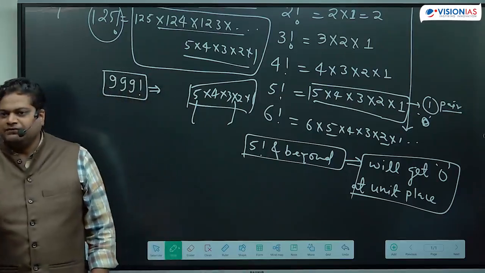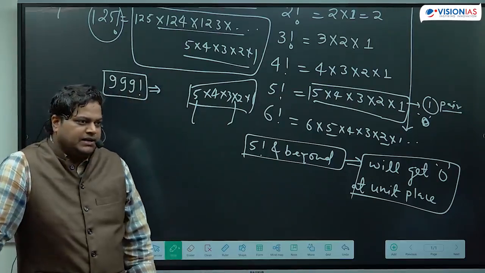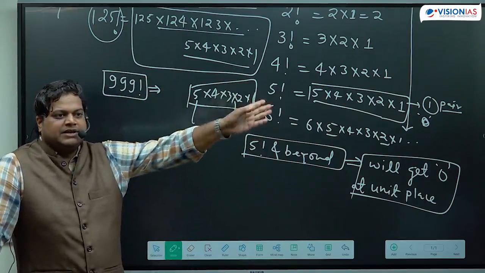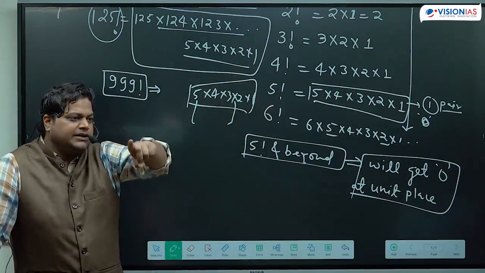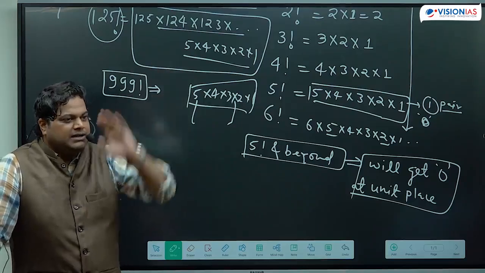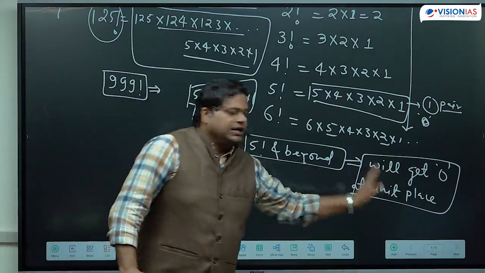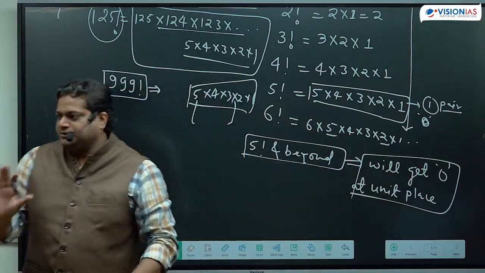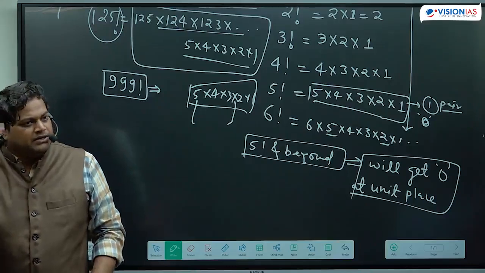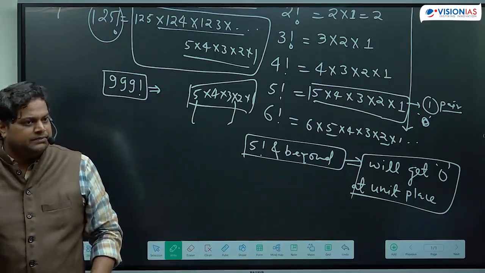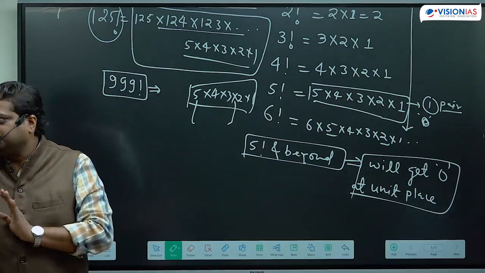कोई भी नंबर 5 फैक्टोरियल और बियॉन्ड, वी आर गेटिंग 5 फैक्टोरियल, 6 फैक्टोरियल, 49 का फैक्टोरियल, 99 का फैक्टोरियल, 1 लाख, 3 लाख, 1 बिलियन. एवरी टाइम विल गेट 0 एट यूनिट प्लेस. दैट इज फॉर श्योर. कोई भी नंबर का फैक्टोरियल ले लें 5 फैक्टोरियल और बियॉन्ड, ये होगा ही होगा. दैट इज फॉर श्योर.